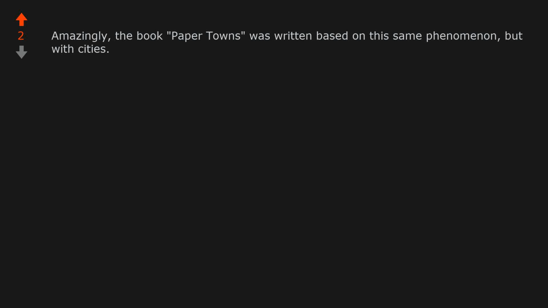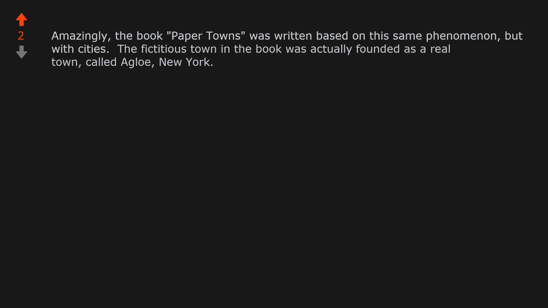Amazingly, the book Paper Towns was written based on this same phenomenon, but with cities. The fictitious town in the book was actually founded as a real town, called Aglow, New York.